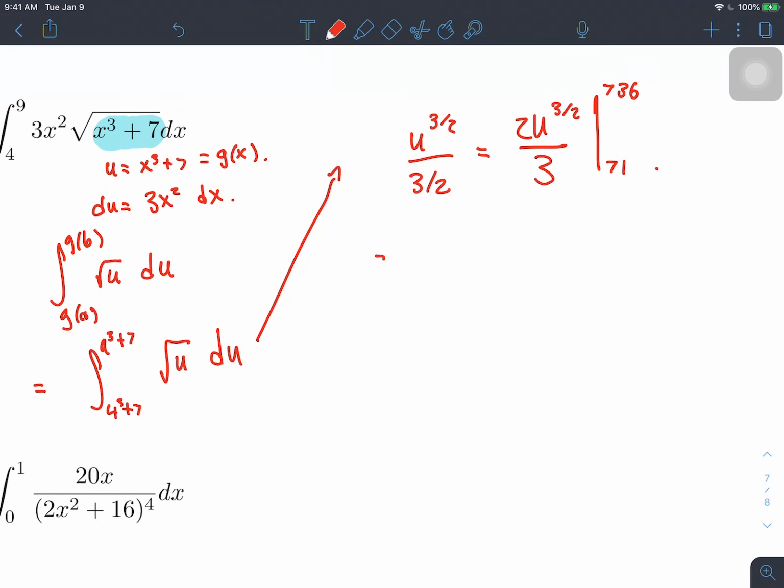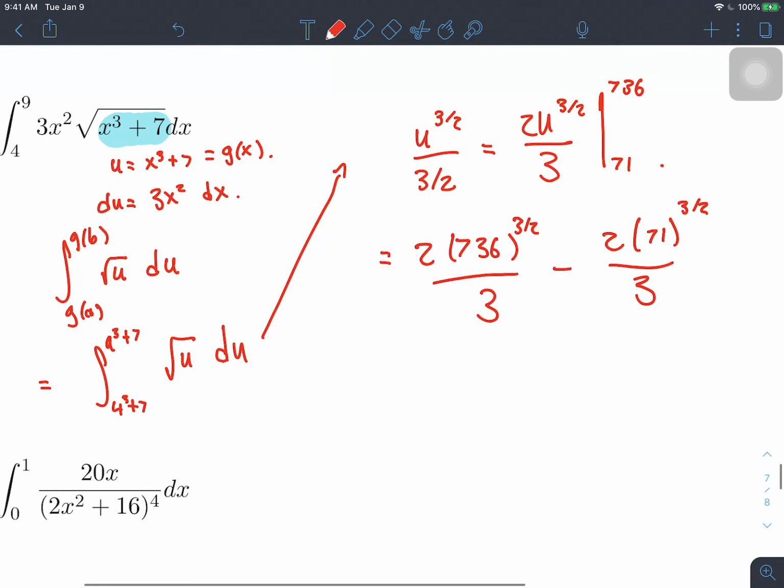Okay, and now we're going to finish. We just plug those numbers in. 2 times 736 to the 3/2 power, divided by 3, and we subtract from that, we're going to plug in 71 now. 2 times 71 to the 3/2 power, all over 3.